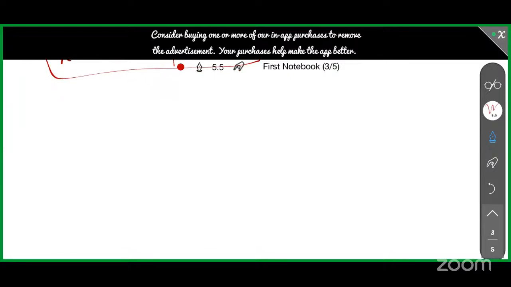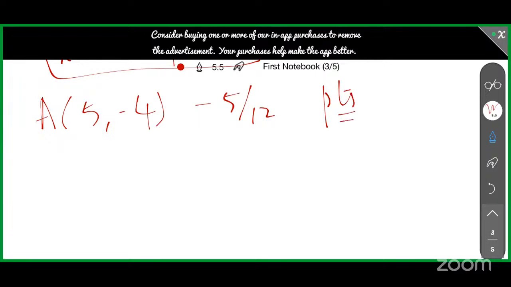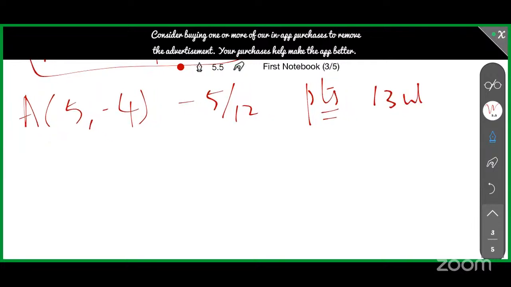The slope of a straight line passing through the point A (5, -4) is equal to -5/12. Find the points on this line which are 13 units away from A.